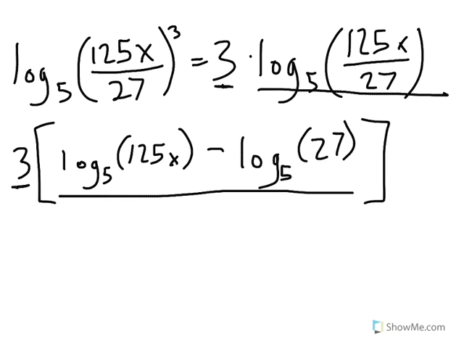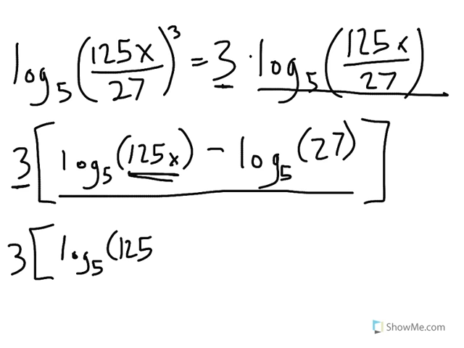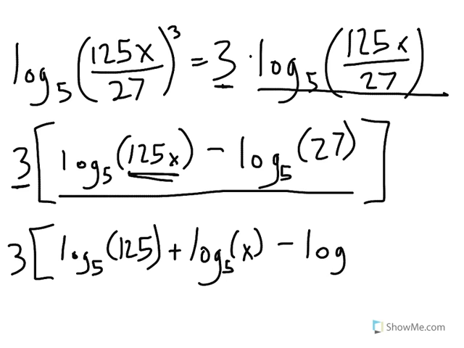Now, I still can expand this further because I have this 125 times x right inside of this logarithm. So I'm going to go ahead and expand that out. So I'm still going to have the 3 and the square bracket, but now I'm going to have the log base 5 of 125 plus the log base 5 of x minus the log base 5 of 27. And so what I did there is I expanded this first logarithm of the log base 5 of 125x out using the product property into 2 separate logarithms added together. And that could be your final answer.